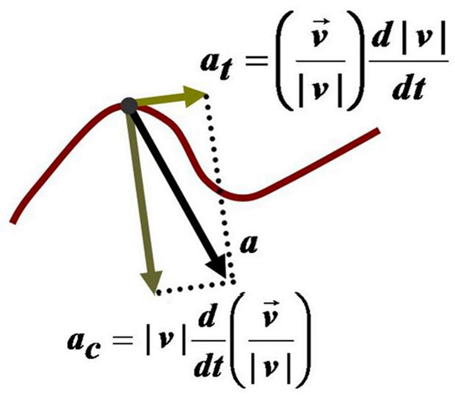Topic: Special cases. Topic: Uniform acceleration. Uniform or constant acceleration is a type of motion in which the velocity of an object changes by an equal amount in every equal time period.